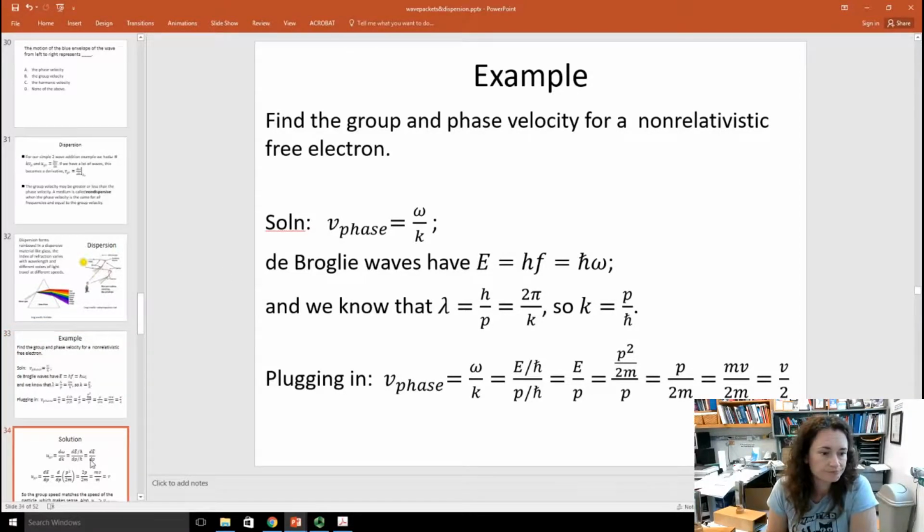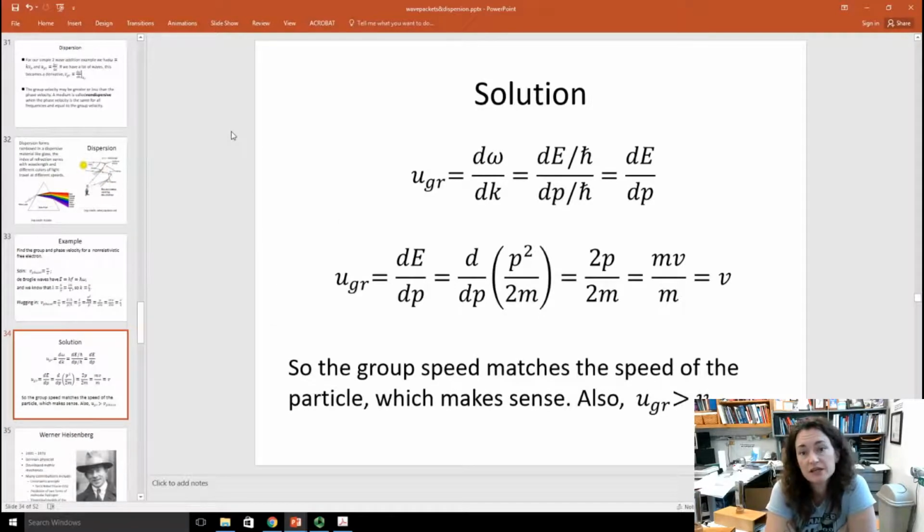Now let's solve for the group velocity. The group velocity is d omega dk. Now, using the same ideas we had on the previous page, remembering that E is equal to h bar omega, then d omega is dE over h bar, and dk is dp over h bar. And that means that our group velocity is dE dp. Okay, so we're taking the derivative with respect to the momentum of the non-relativistic kinetic energy, which is p squared over 2m. So when I take the derivative of that, I get 2p over 2m, and then the 2's cancel, leaving mv over m, and the m's cancel, leaving v.